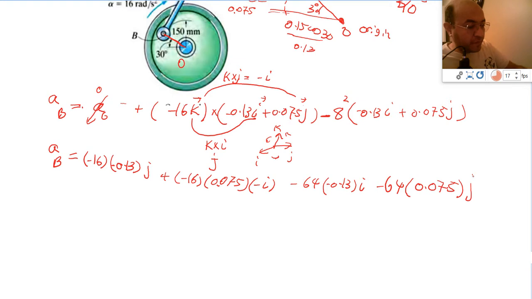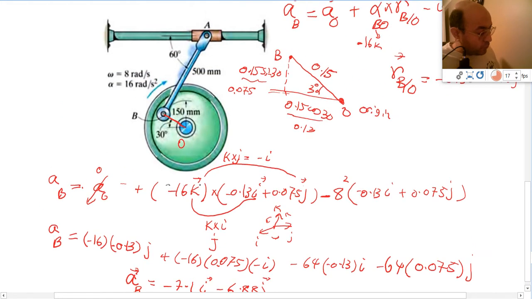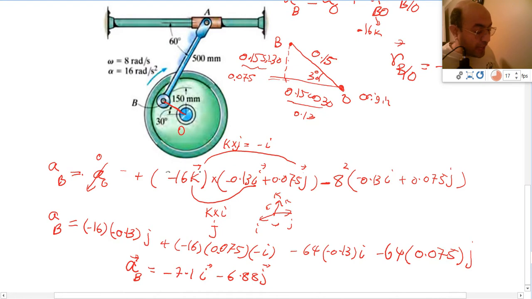I'm going to summarize it. If you summarize it, you would end up with something that looks like this. Again, you have to add the I's together and add the J's together. So if you add the I's together and J's together, you end up with this equation: acceleration of B is equal to minus 7.1 I minus 6.88 J. So I found acceleration of point B. Now the question asks me to find acceleration of point A.